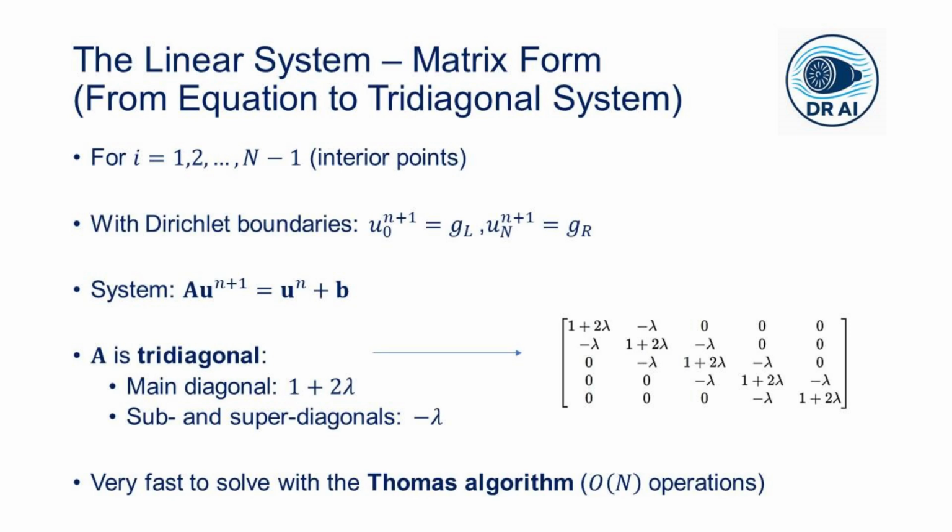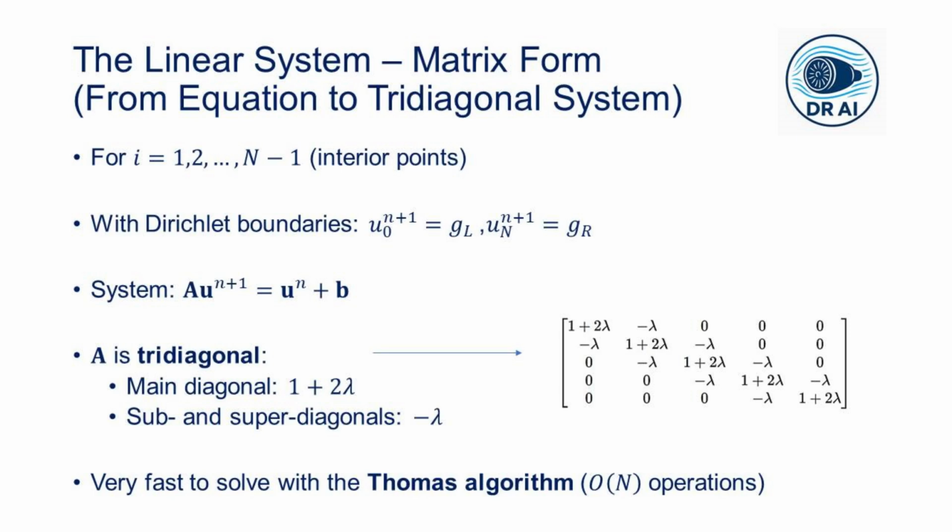Let us assume the Dirichlet boundary condition, which states that the temperature at the ends of the rod is already prescribed, say U naught at time t equals GL at time t, and UN at time t equals GR at time t, at time level n plus 1. These values are known from the boundary conditions.